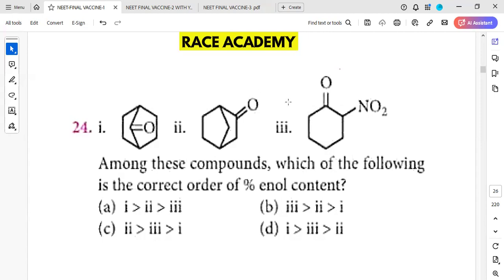So the question is, among these compounds, which is the correct order of percent enol content? Percent enol content means the tautomerizing content, in which one the percentage of enol is more. In such a case, we can understand that NO2 is present, due to that delocalization is possible. So third one, second one, first one. The second option is going to be the right option. If you carefully observe the structure, the enol is stabilized by hydrogen bonding in the case of the third one. That is also one reason we have. So the second option is the right option for this question.